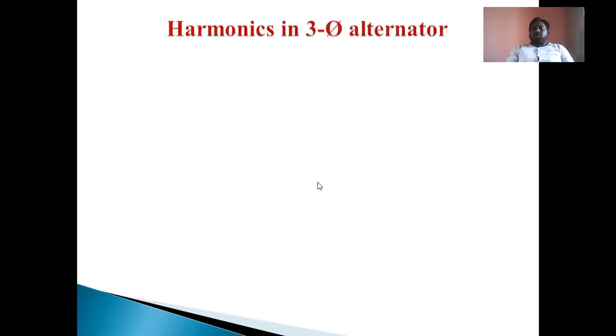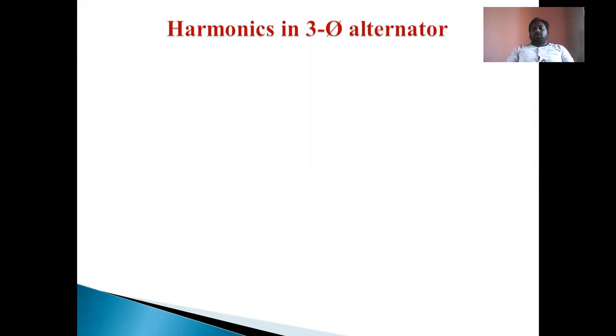So see here, in the last class we discussed what harmonics are, what the types of harmonics are, and what the frequency levels of harmonics are. When harmonic frequencies are superimposed with the fundamental frequency, what effects are there in an electrical system. But now we are going to discuss the application part, that means harmonics in a three-phase alternator.